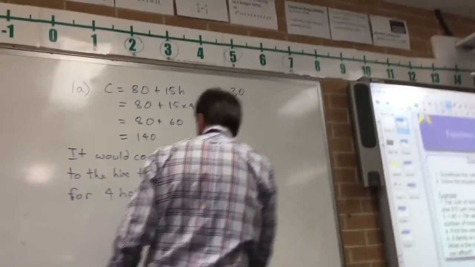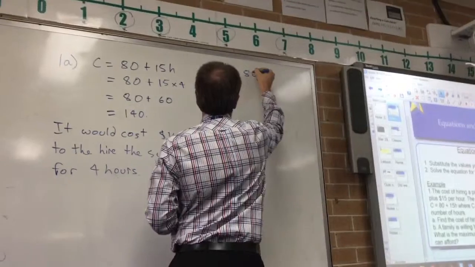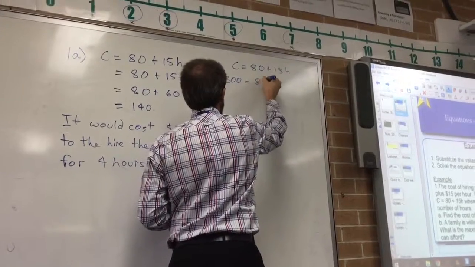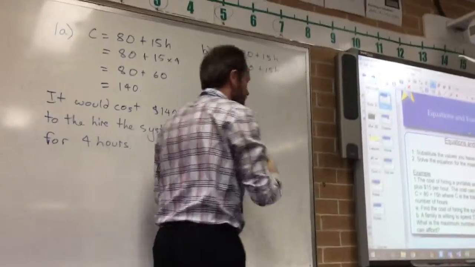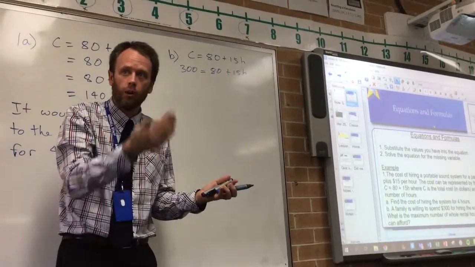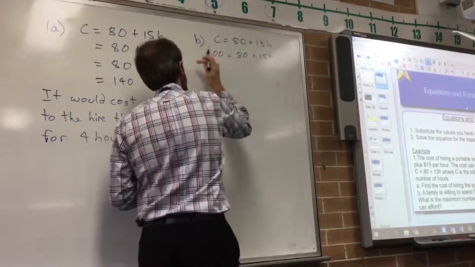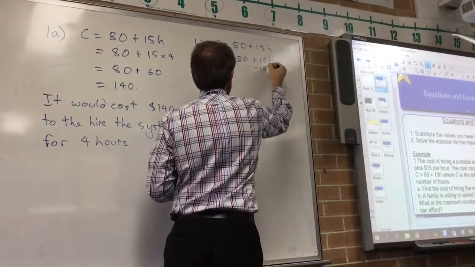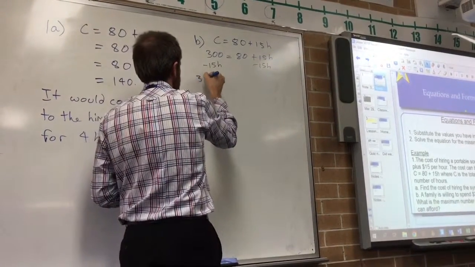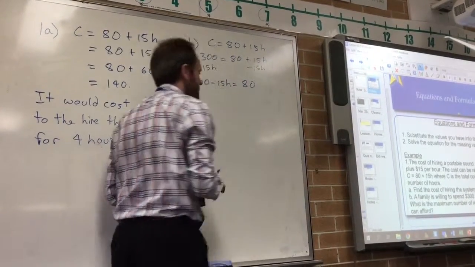Sorry, let me write the formula for you first, so you can see where we're substituting it in. Cost is equal to 80 plus 15H. Cost is 300, so 300 equals 80 plus 15H. We don't know H, we want to find out what H is. Now what I've been suggesting to you, and we keep following the same process, is simply get that variable onto the left-hand side. So we're going to take 15H away from both sides. This ends up being, on the left-hand side, 300 minus 15H is equal to 80.